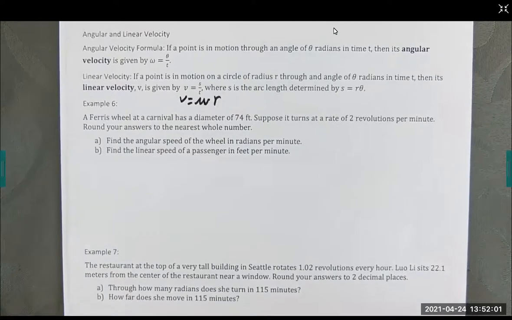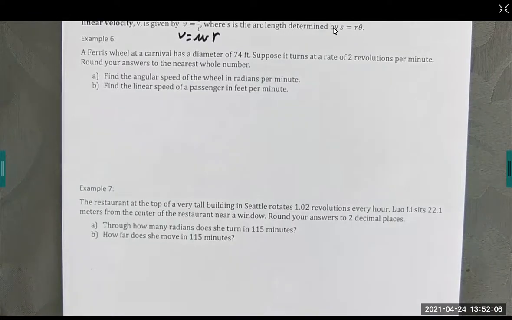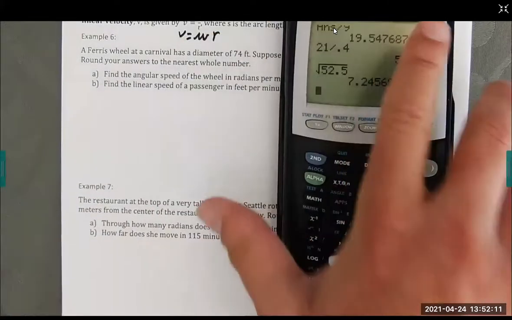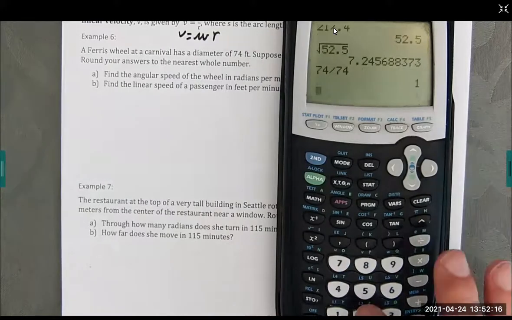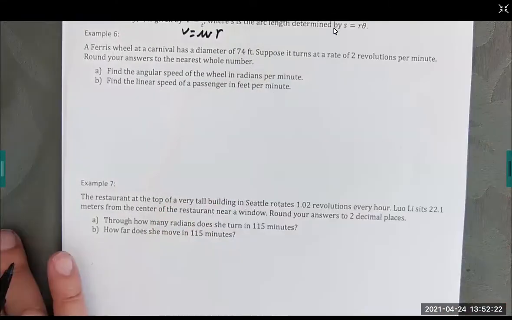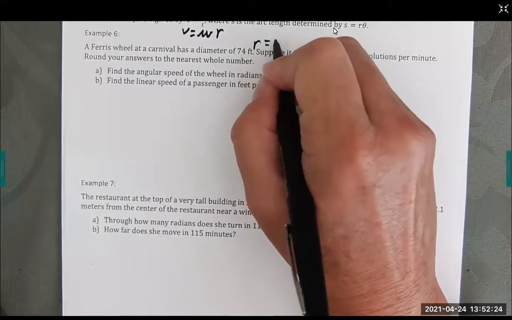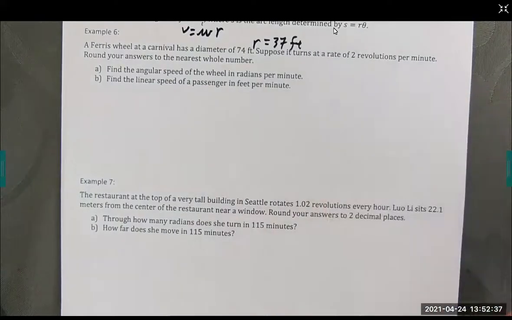All right, example 6. A Ferris wheel at a carnival has a diameter of 74 feet. Now, a diameter of 74 feet means when we chop that in half, 74 divided by 2 gives us 37. So I want us to keep in mind that R is 37 feet for this example. A diameter is all the way across versus radius, which is from the center out. And it turns at a rate of 2 revolutions per minute, and they want the angular speed.